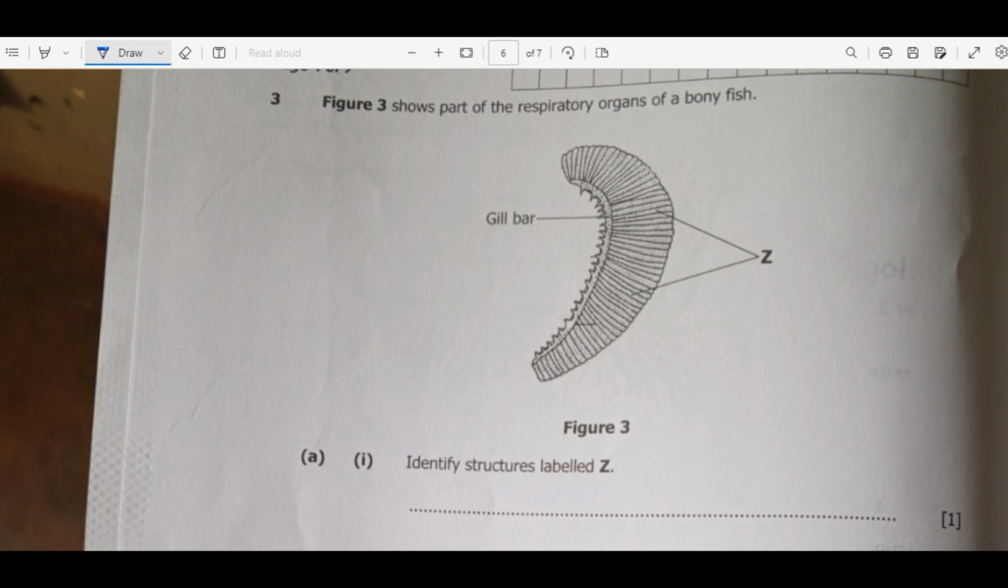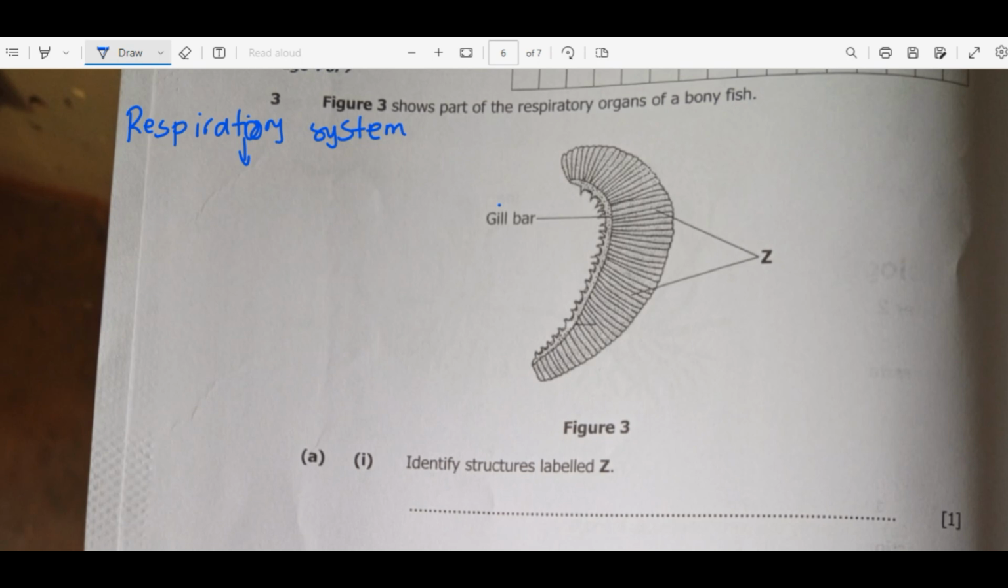2023. The question reads, figure 3 shows part of the respiratory organs of a bonefish. Now, before we look at the questions, first let's share one or two points about respiration. We'll first begin with the system. The system is the respiratory system that is responsible for the process of respiration.